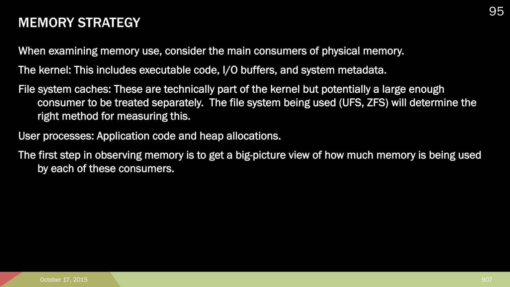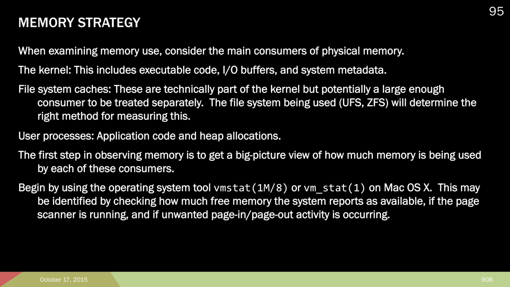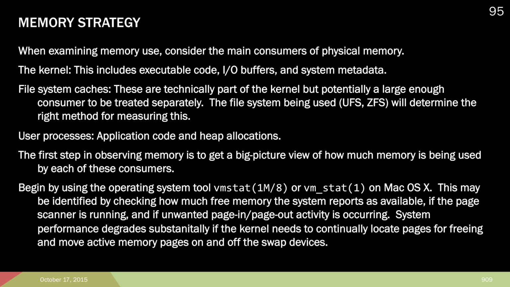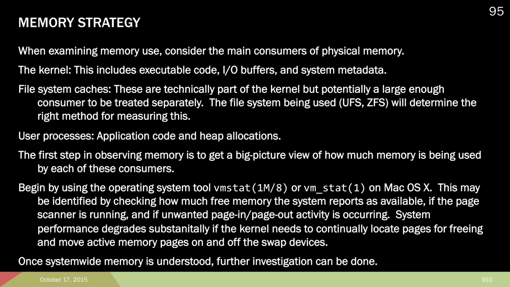The first step in observing memory is to get a big picture view of how much memory is used by each of these consumers. Begin by using the operating system tool vmstat, or on Mac, vm_stat. This may be identified by checking how much free memory the system reports is available, if the page scanner is running, and if unwanted page in, page out activity is occurring. System performance degrades substantially if the kernel needs to continually locate pages for freeing and move active memory pages on and off the swap devices. Once system-wide memory is understood, further investigation can be done.